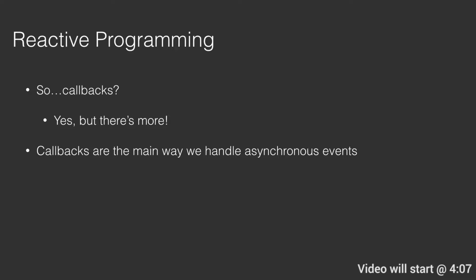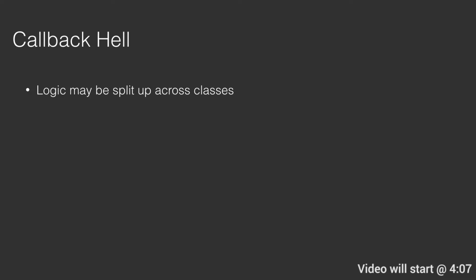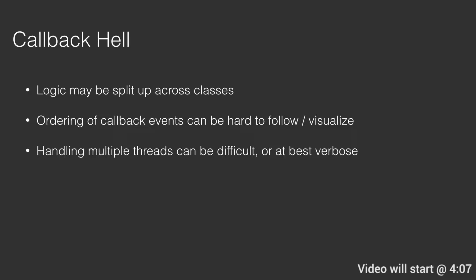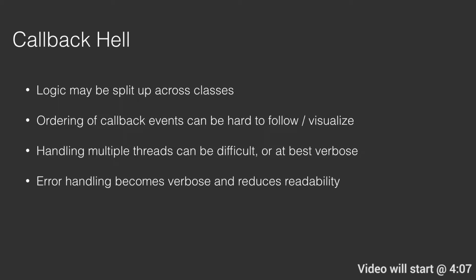So callbacks are the main way we handle asynchronous events, and they can add up fast. Some of the downsides of getting into what they call callback hell: logic can be split up across classes, or even if it's in the same class, it can be all over, not following any sort of logical stream. The ordering of the events can be hard to follow or visualize in your head. Handling multiple threads can be difficult or at best verbose. And that goes the same with error handling. If you have to handle or check for errors in every separate callback, you could be doing a lot of repetition.